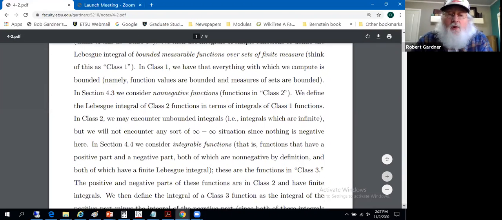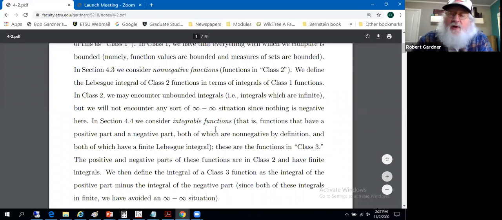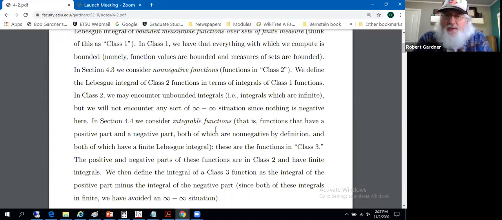In section 4.4, we'll consider what are called integrable functions. And the definition of integrable in that setting is a little different. These will be functions that have a positive part and a negative part. By the way, the positive and negative part of a function will, maybe a bit surprisingly, both be non-negative. Even the negative part will be a non-negative function. So the positive and negative parts will fall into the previous class. And so we'll define integrals of these functions in section 4.4 in terms of integrals involving the previous class of functions.